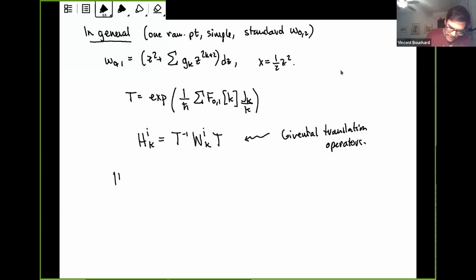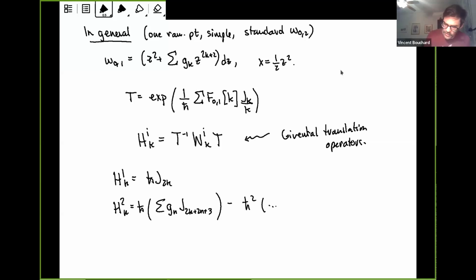But if you do that explicitly, you'll see that H1K is always the same. And all you're changing is the linear term here. So all you get is something like that, some sum here, some GN, J2K plus 2N plus or minus plus 3. And then the quadratic term remains the same. So you're not changing commutation relations, so the ideal condition is always satisfied, but you're changing the linear term.